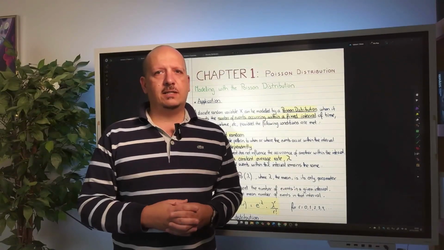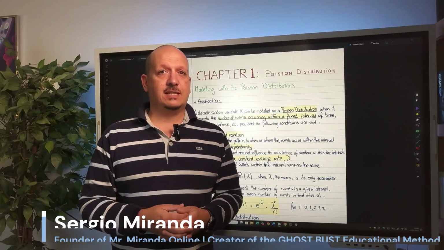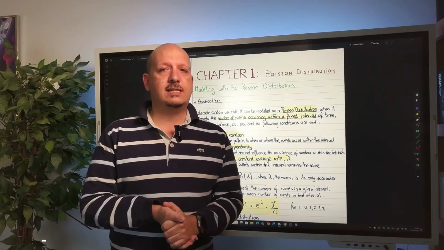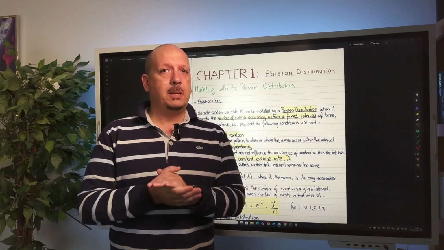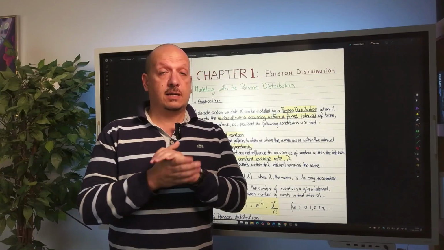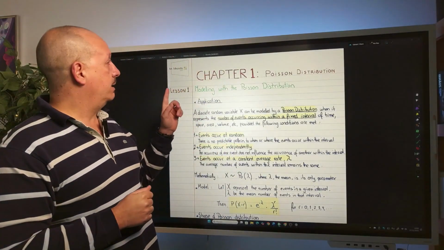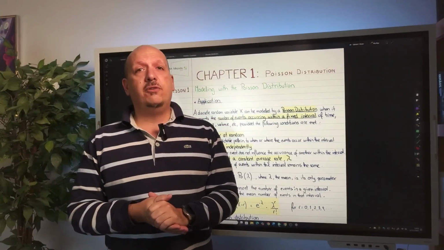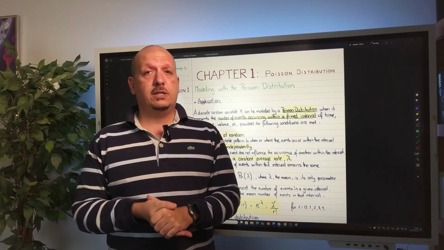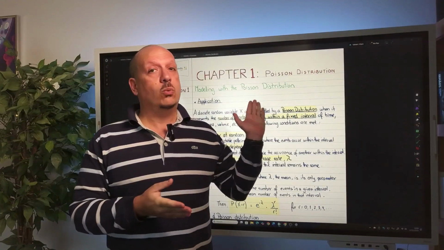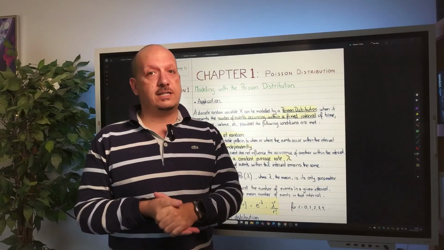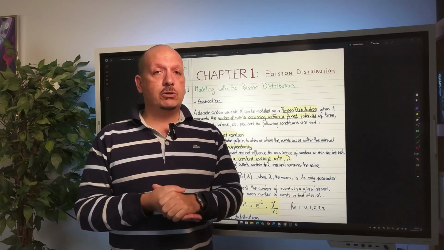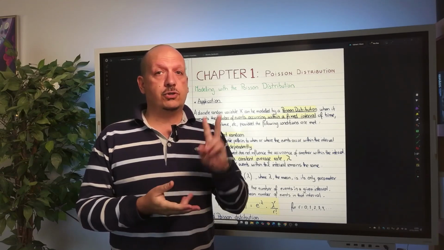You are now starting the second part of statistics. And before I actually jump into the first lesson, I want to talk about my choice of starting this course with this topic, the Poisson distribution. If you look at the textbook, you will see that this is not where it starts. This is actually the last chapter. But I want to start with the Poisson distribution for two reasons.